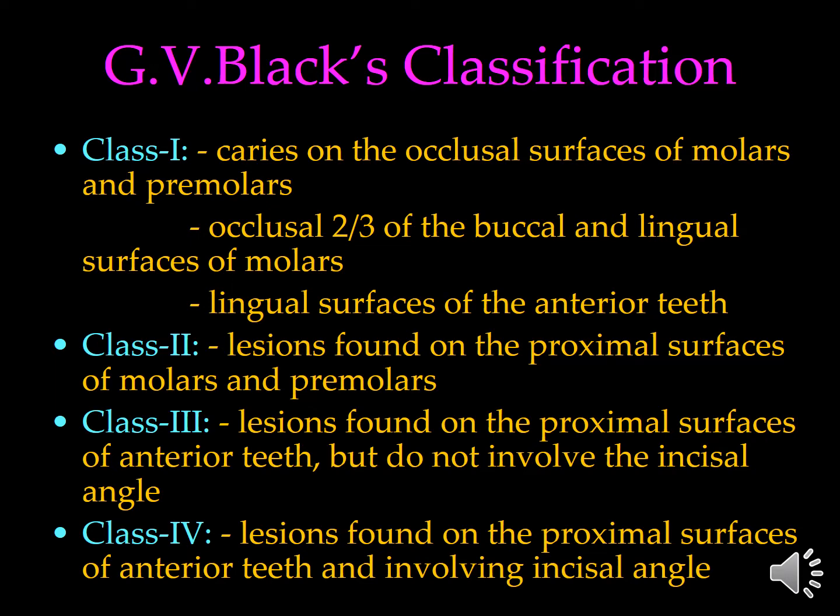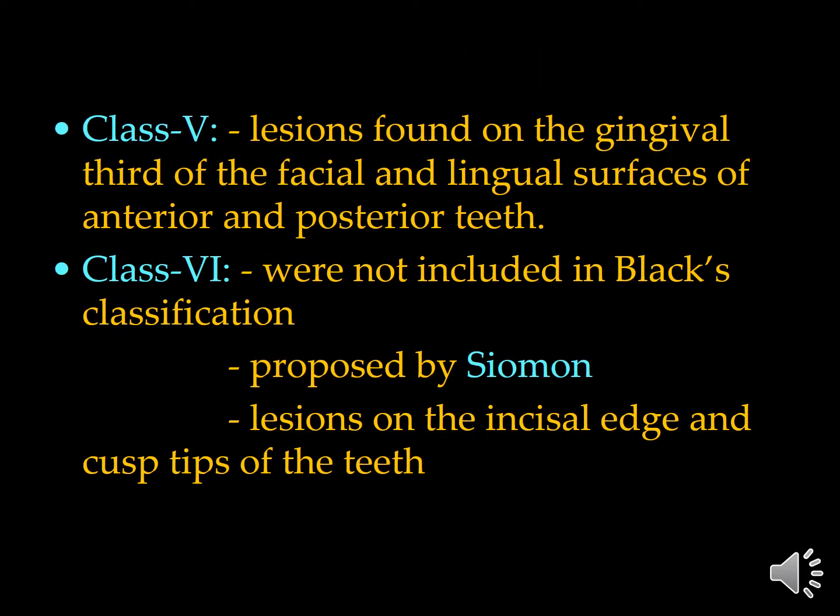the incisal angle. Class 4 is lesions found on the proximal surface of the anterior teeth which involve the incisal angle. Class 5 is the lesion found on the gingival third of the facial and lingual surfaces of the anterior and the posterior teeth. Class 6 classification was given by Simon, where it is the lesion on the incisal edge or the cusp tips of the teeth.